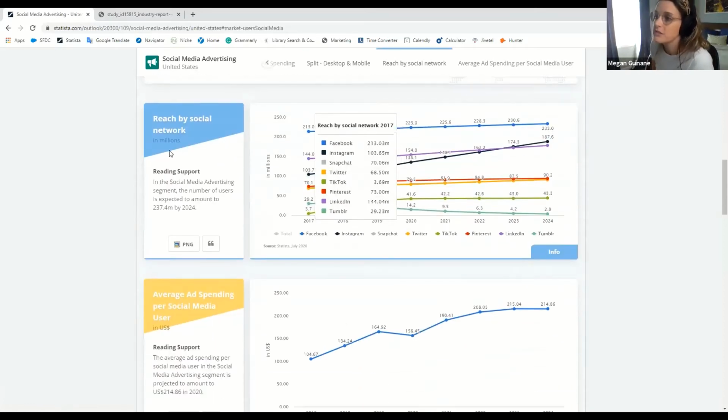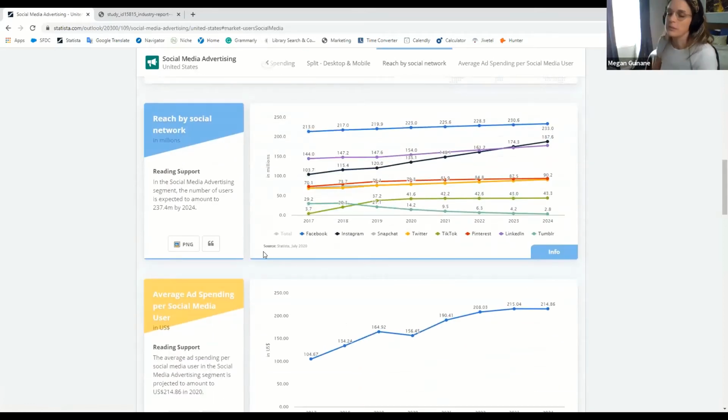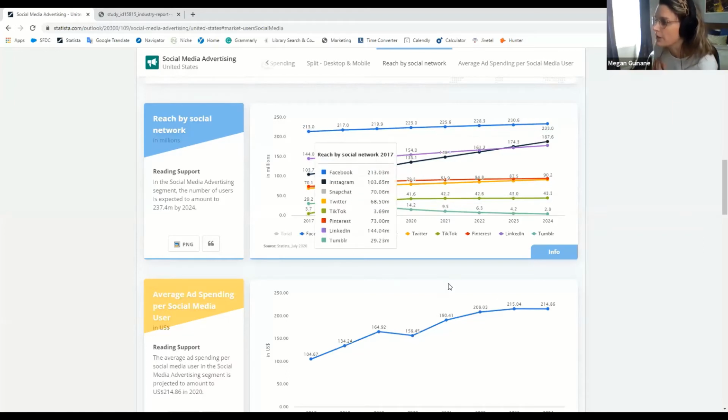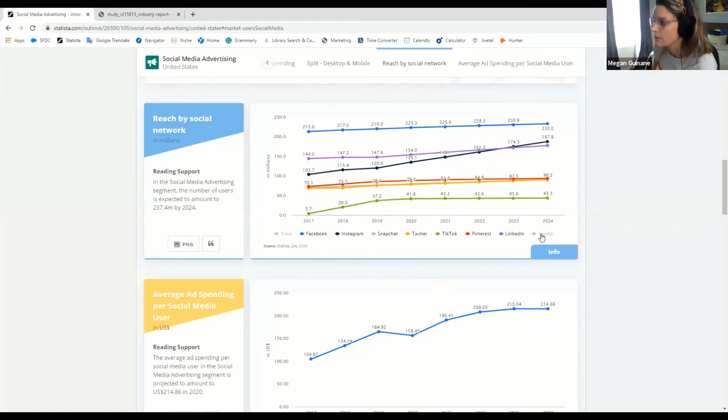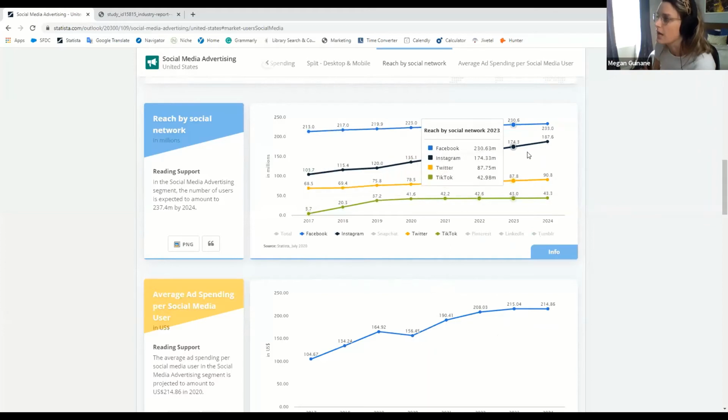This is important. This is the reach by social network. So if you are planning on taking your business and you want to have an advertising campaign by social media, here is the reach in millions of each social network. You can even take away some of these. Maybe you don't want to bother with Tumblr, LinkedIn, Pinterest, or Snapchat. You just want Facebook, Instagram, Twitter, and TikTok, and just see the growth over time of the users.